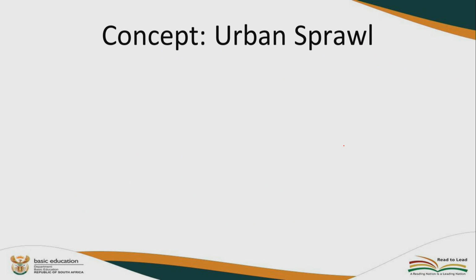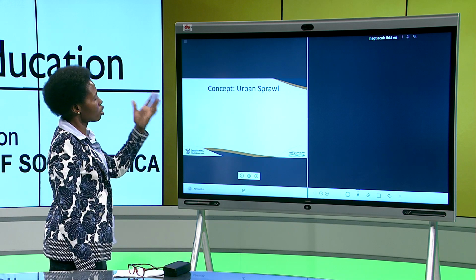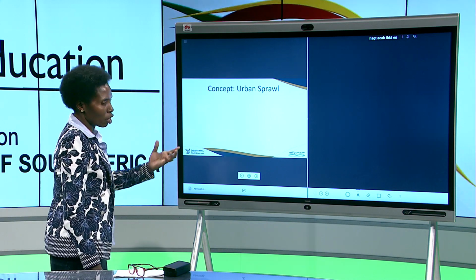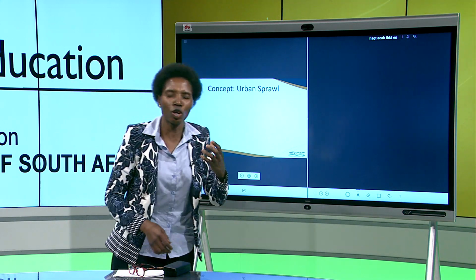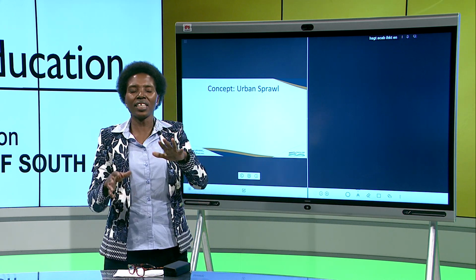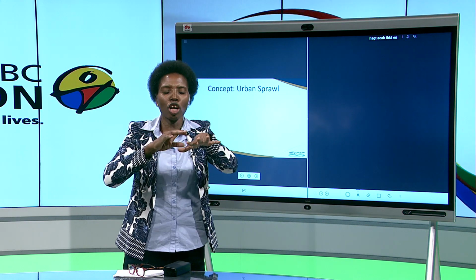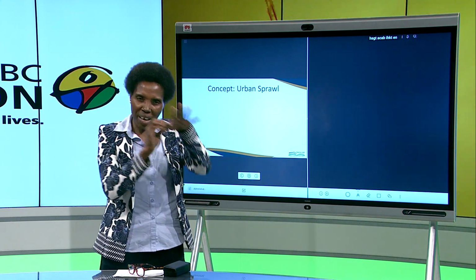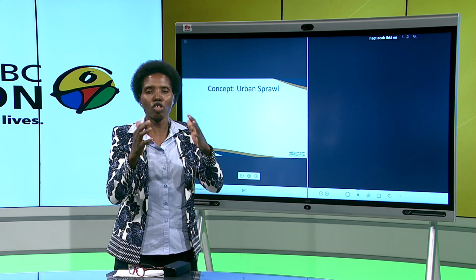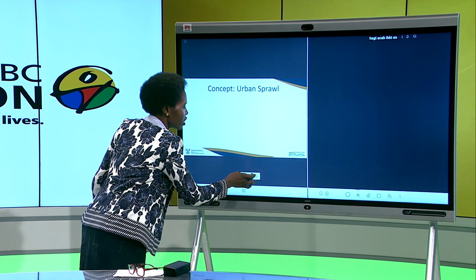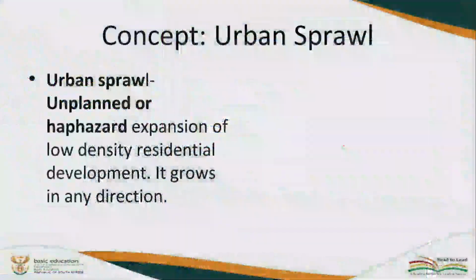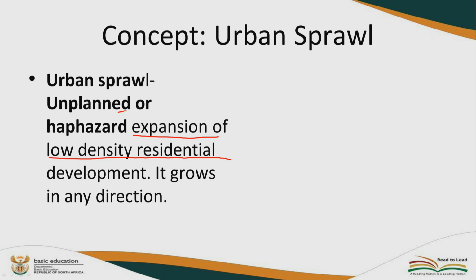We have the next concept, which is urban sprawl. When we talk about urban sprawl, you need to take note of something. This city is growing, but it grows haphazardly. It's not following the plan that the planners made for how it was going to look. When we define it, urban sprawl is the unplanned or haphazard expansion of low-density residential area development.